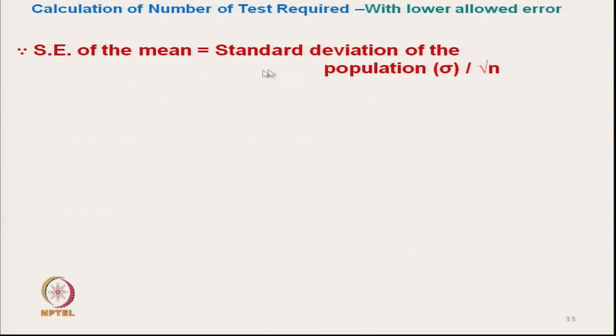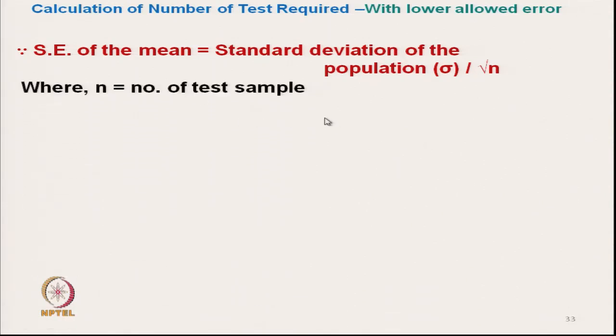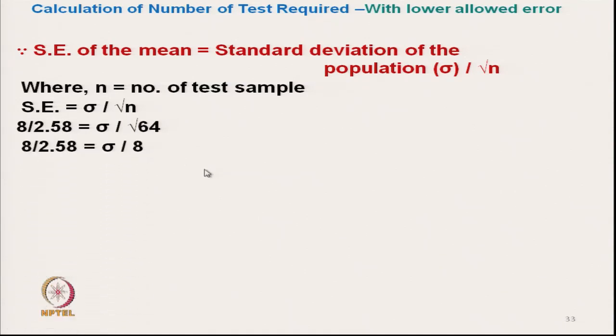So, the standard error equals the standard deviation of the population divided by under root n, where n is the number of samples. What is the n value here? It is 64. So, the standard error is known, n is given. 8 by 2.58 is the standard error, and 64 is given. From there, we can calculate sigma, that is the standard deviation of the population. It is 24.8. Now, this standard deviation we will use in the next part, the second part.